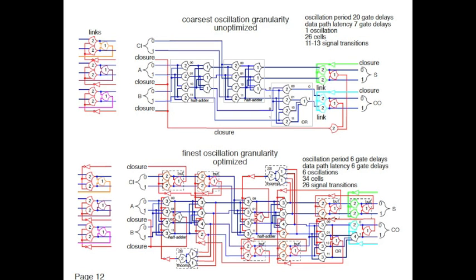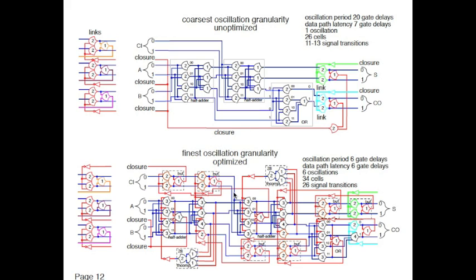The difference between the two circuits is in the granularity of their oscillations and hence their throughput. The finer-grained oscillations can accept inputs much more frequently than the coarser-grained oscillation. If you look at the oscillation period here, it has 1, 2, 3, 4, 5, 6, 7, 8, 9, and there's one gate over here. There's 10 gates in the oscillation. So there's 10 gate delays for the data oscillation and 10 gate delays for the null oscillation. So the oscillation period is 20 gate delays. And what that means is that this circuit can accept a new data input every 20 gate delays.